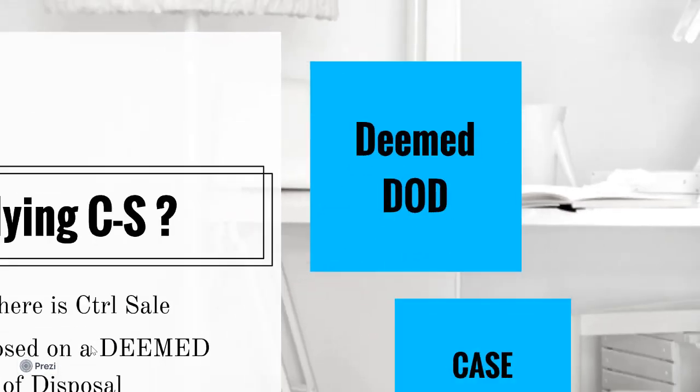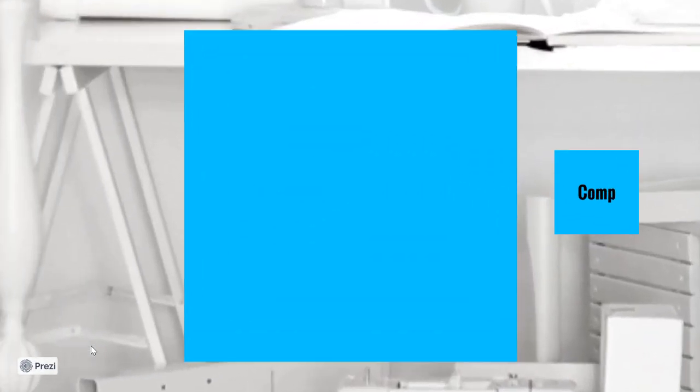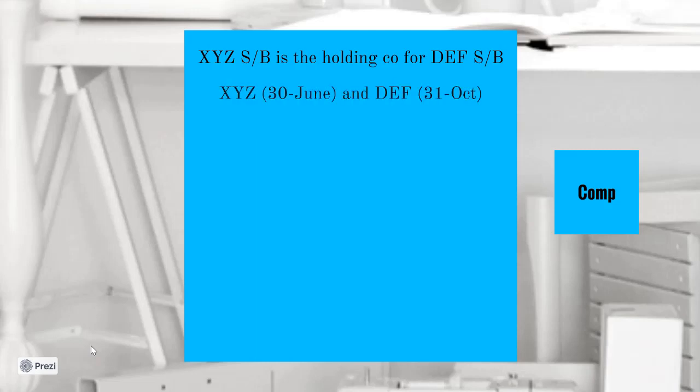Okay, now why not just use a case example so that you can understand what we've just said. Assuming XYZ is the holding company for DEF, XYZ's year end is 30th June, DEF's year end is 31st October. On 15th of April 2020, DEF disposes a machine to XYZ. So what is the deemed date of disposal? How do you determine that?